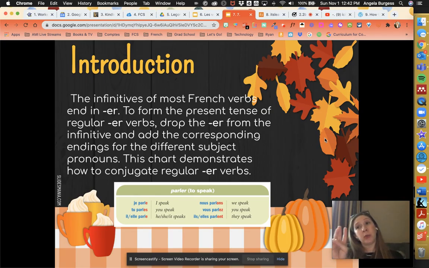Let's look at parler, which was the verb that we used in the last activity of the formative. Parler means to speak. You take off the ER, then identify your subject and add your appropriate ending. Je parle, I speak. Tu parles, you speak, when that you is singular and informal. Il parle, elle parle. Nous parlons, vous parlez, ils parlent, elles parlent. The endings that you're going to add are E, ES, E, ONS, EZ, ENT.